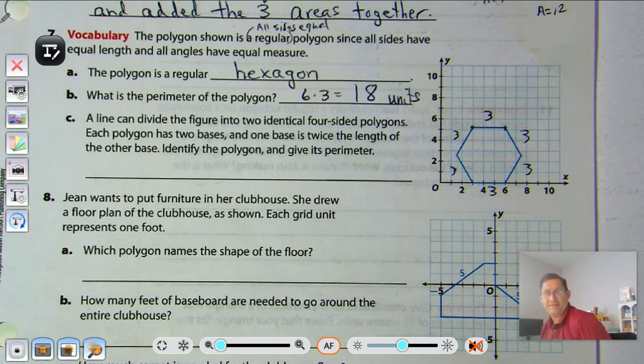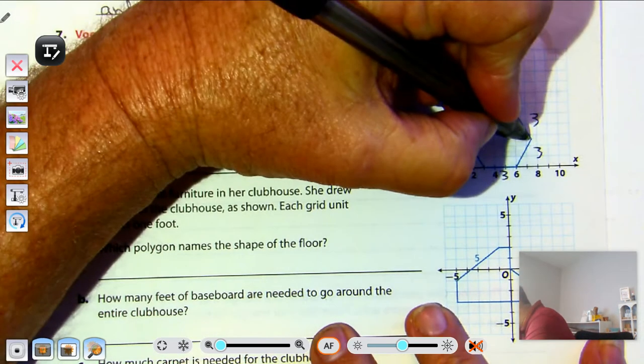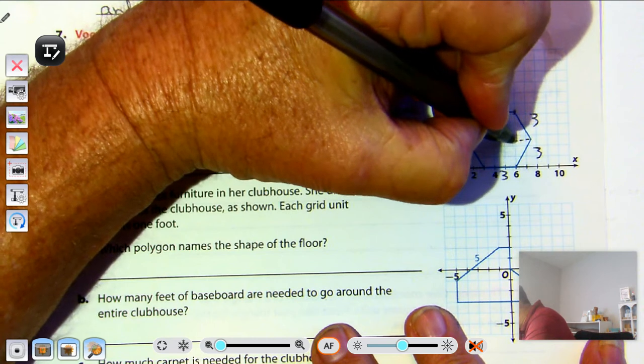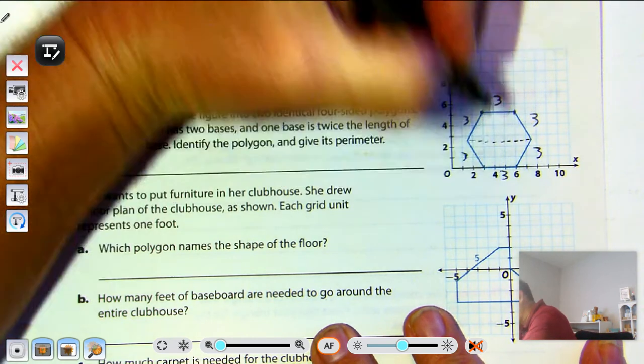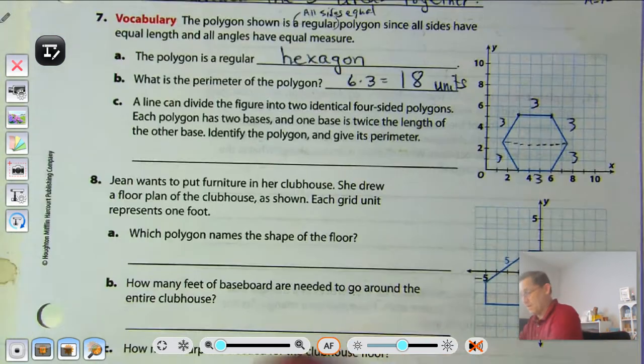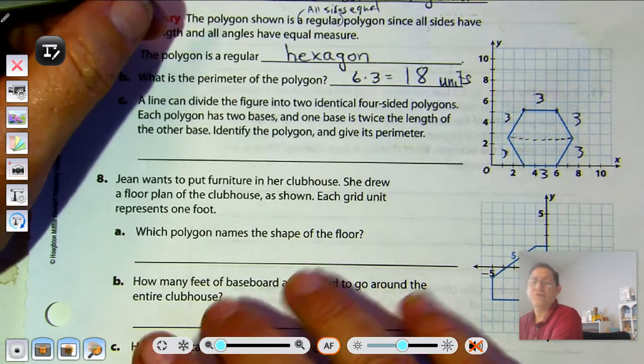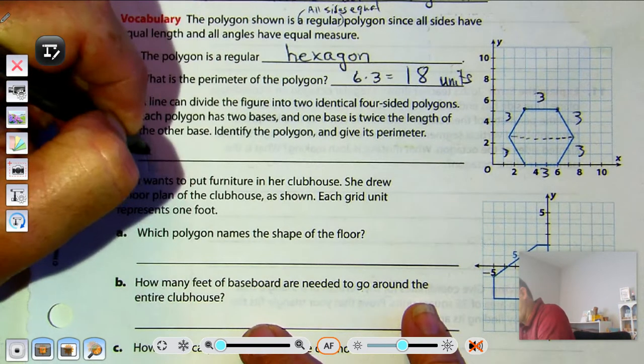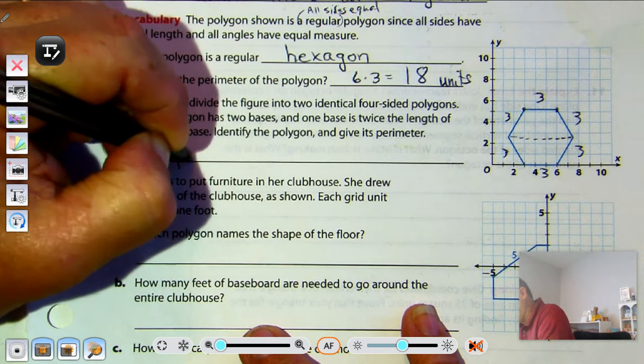C. A line can divide the figure into 2 identical 4-sided figures, 4-sided polygons. Each polygon has 2 bases, and one base is twice the length of the other base. Identify the polygon and give its perimeter. Okay, well, if we divided this straight across, we'd have 2 hexagons. Not 2 hexagons. We'd have 2 trapezoids. So we'd have a trapezoid.